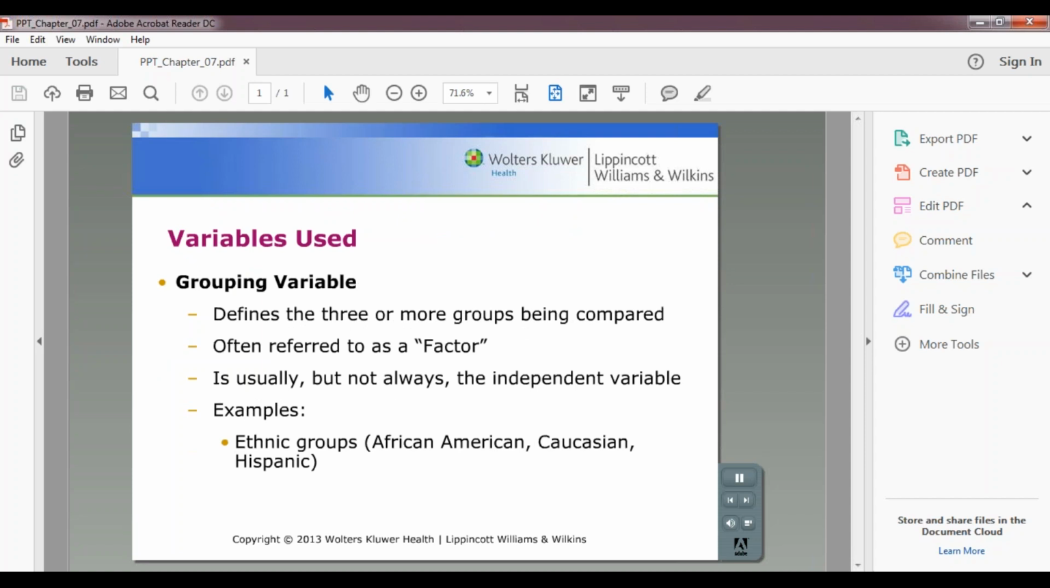Our grouping variable, remember, isn't necessarily our independent variable. In statistics terms, the grouping variable is usually indicated as a factor, so that this grouping variable will parse out the information into at least 3 or more groups, and like it says here, it's often not the independent variable. If we go back to our example of looking at birth weight by ethnicity, we have 3 grouping variables here: African American, Caucasian, and Hispanic.